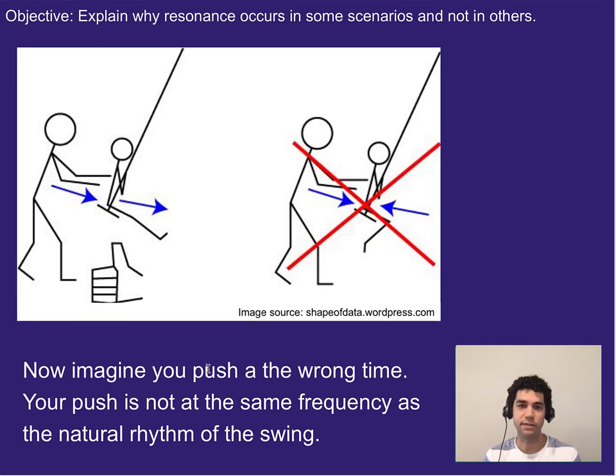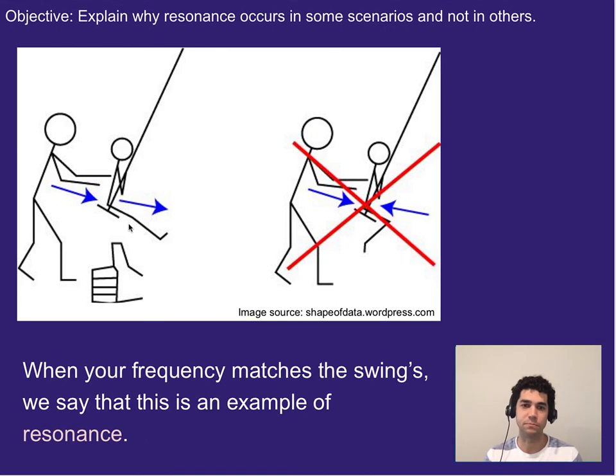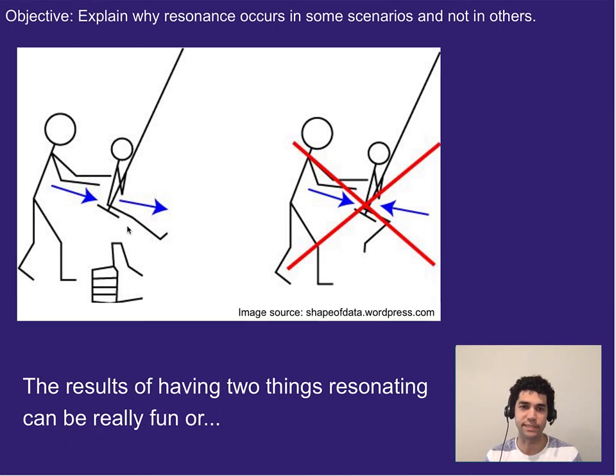So we already talked about this a little bit, but you can imagine how if you pushed somebody at the wrong time, your push would kind of cancel out their motion. So what we're trying to do with resonance is time the pushes so that it's constructively interfering with the natural rhythm of something's vibration or swing. So we mentioned this, but your frequency matches the swings. We say this is an example of resonance. And so that is kind of what resonance is.